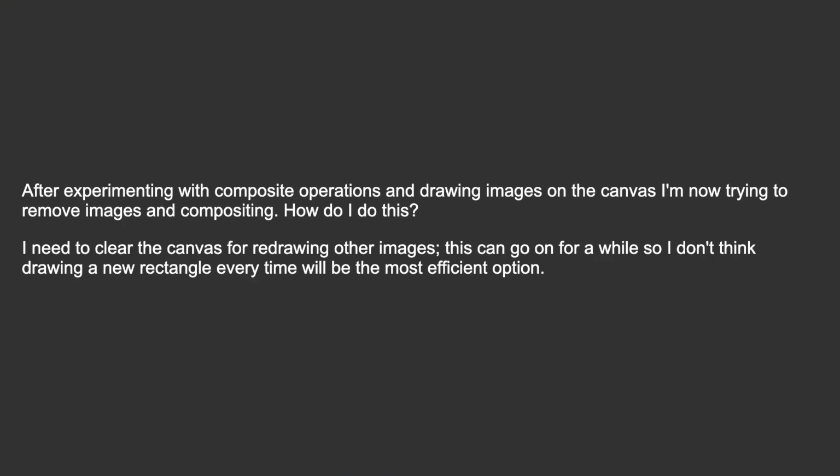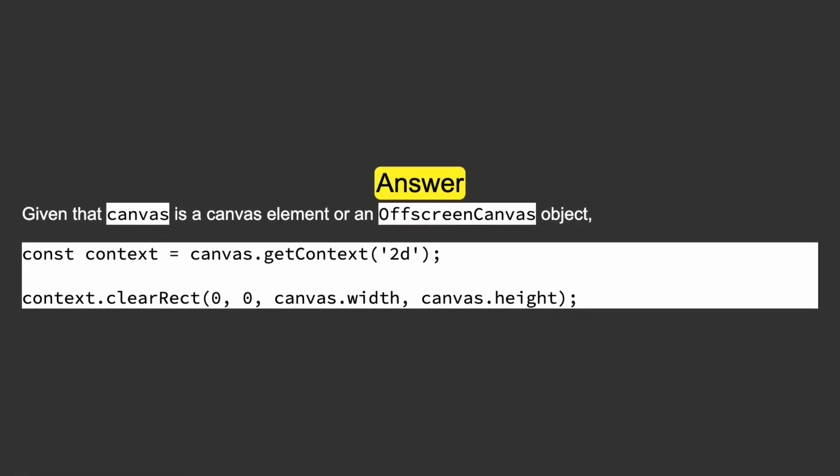This can go on for a while, so I don't think drawing a new rectangle every time will be the most efficient option. Given that canvas is a canvas element or an off-screen canvas object, get the canvas context, then context.clearRect(0, 0, canvas.width, canvas.height).